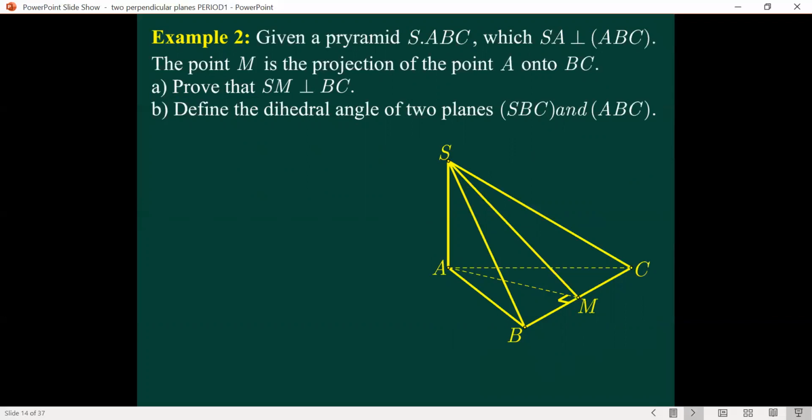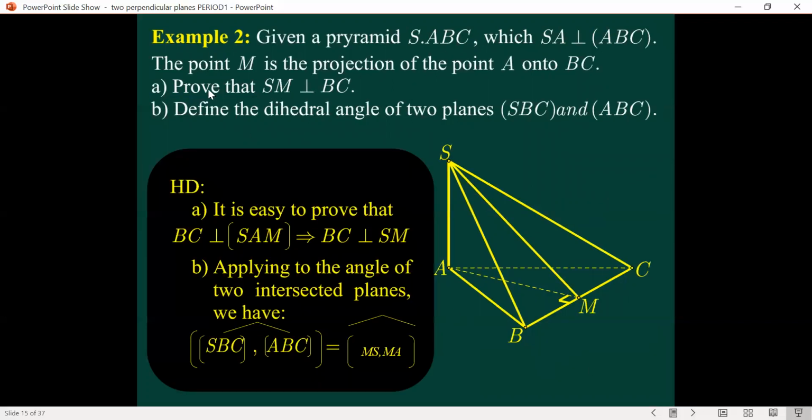Now we move to the solution. Question A is easy because we can see that BC is perpendicular to plane SAM. So BC is perpendicular to SM. Question B.